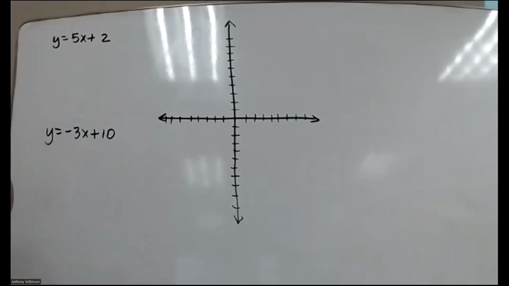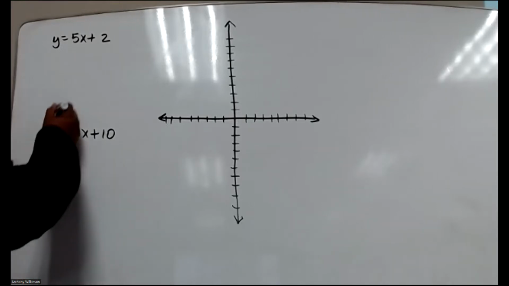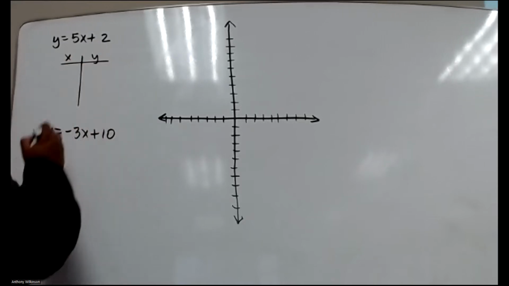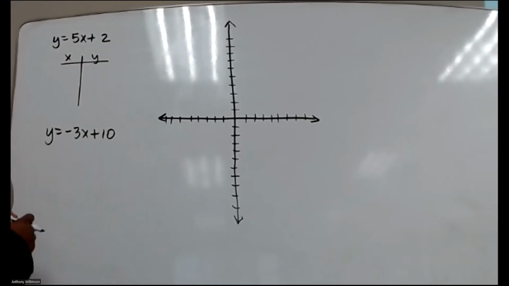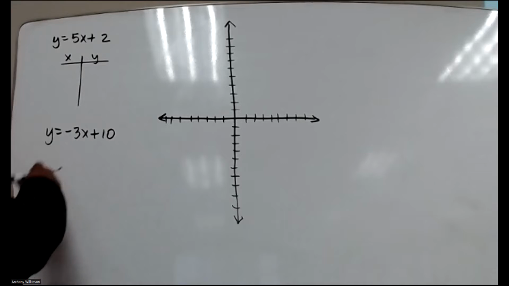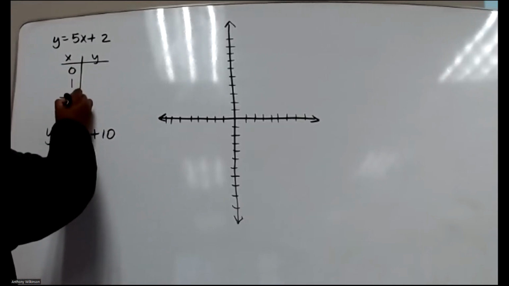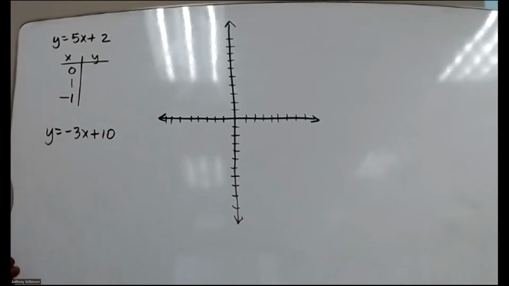All right, so let's start with y equals 5x plus 2. In this case, I'm going to use some points, 5 points on the coordinate plane. I'm going to pick values of x like 0, let's say 1, and I'll say -1. And then just substitute into that equation.